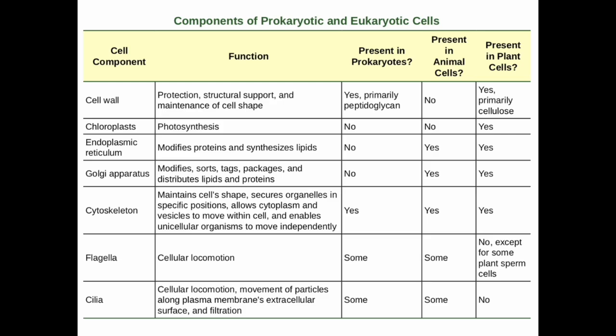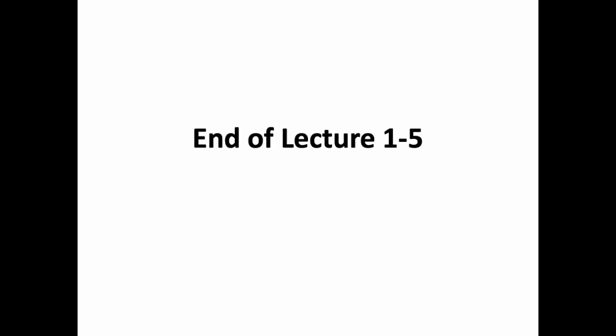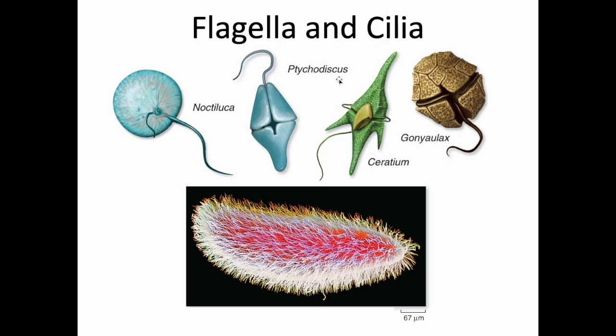So yes, that takes us to the end of this chapter on cell structures, and conveniently, this is the end of lecture 1.5, and even more conveniently, this is our cutoff for exam number 1. So exam number 1 will have all material from the beginning up through what we've talked about here at the very end, flagella and cilia. This is the end of 1.5. This is a cutoff for exam number 1.